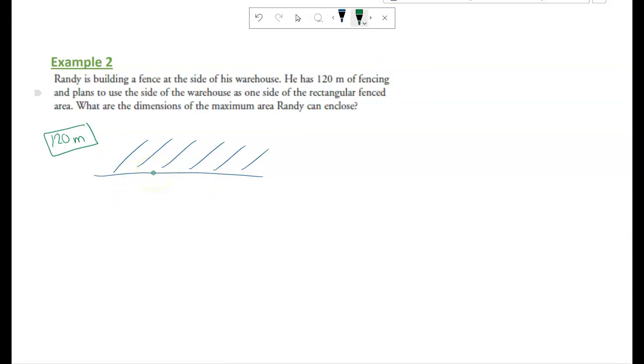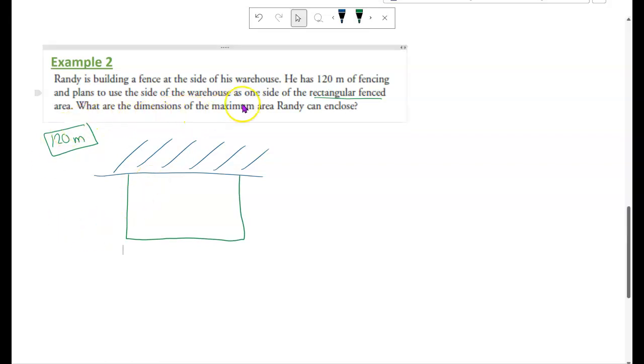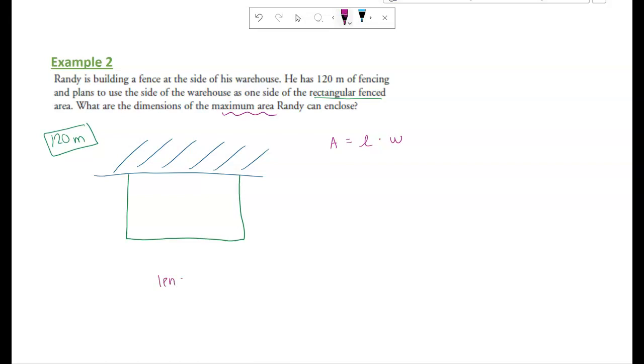Instead, he's going to create a rectangular fence. So we'll go out from the warehouse, across, and back to the warehouse. So all that's green is what's going to be used to build the fence. The question asks us for the dimensions of the maximum area that Randy can enclose. So we're talking about the area of a rectangle, which you recall the formula is length times width. So we can imagine this is our length, and this would be our width of our rectangle. They didn't give me the dimensions, so therefore we'll have to use a variable as a placeholder to calculate.